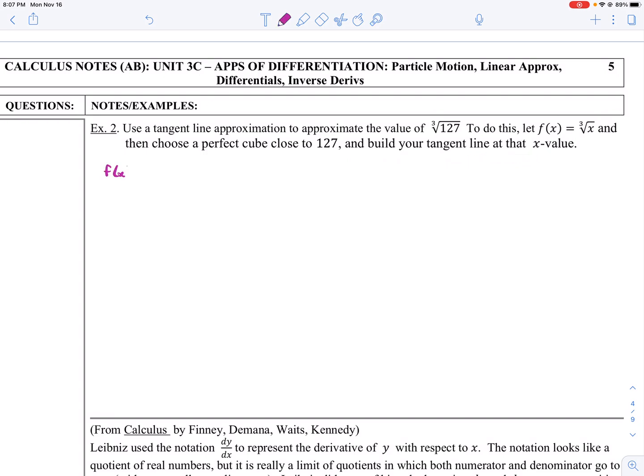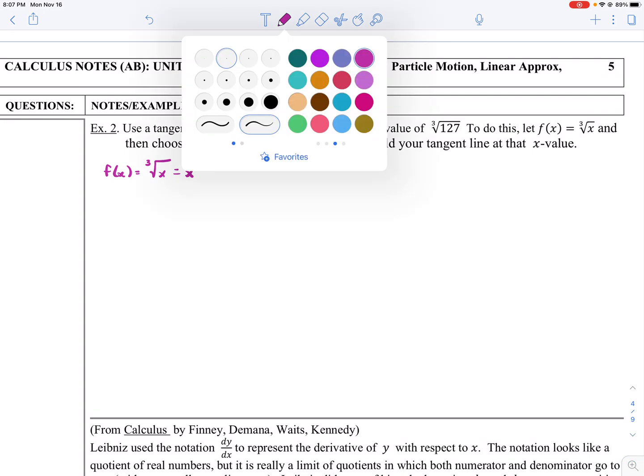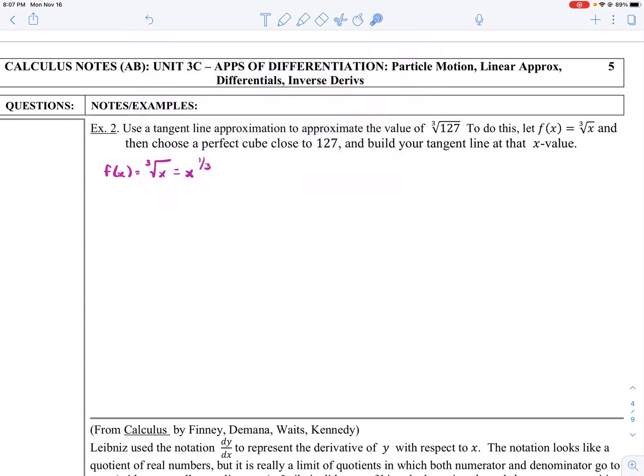I have f of x is equal to the cubed root of x. I can also write that as x to the 1/3. I know I'm going to have to take a derivative at some point, so that would probably be valuable to me. I am going to use a perfect cube that is somewhere close to 127. I want to use 125. So we're going to use x equals 125 to estimate or approximate what the value is going to be when x is 127.